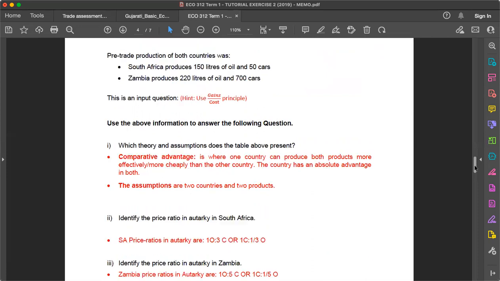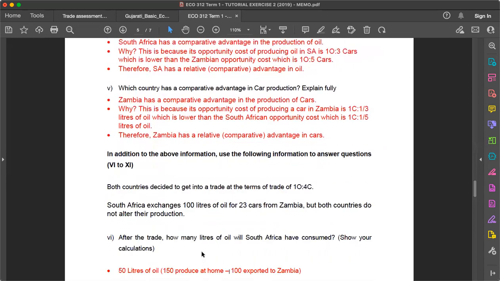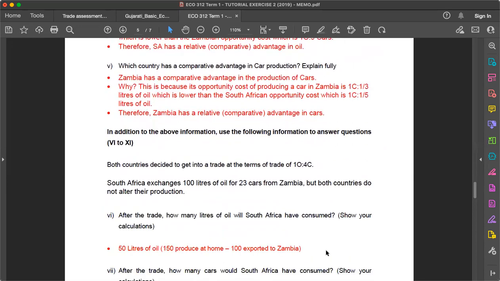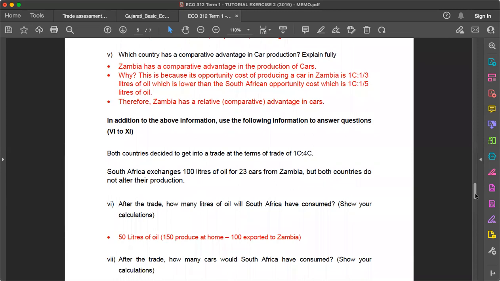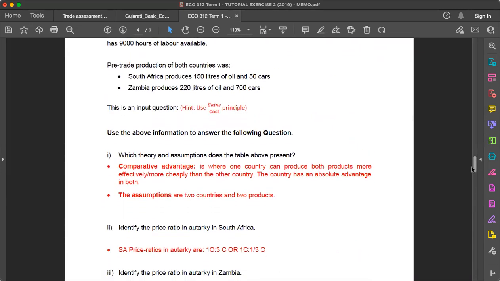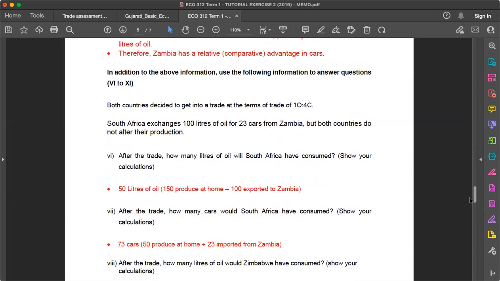So just refer back to what was being given here, the pre-trade production. And also note that production was not altered. So exchange versus production. Then you should be sorted. Then after the trade, how many cars would SA have consumed? Show your calculations, right? So like I said, just pay attention to the detail, all the information that's there at your disposal, right?